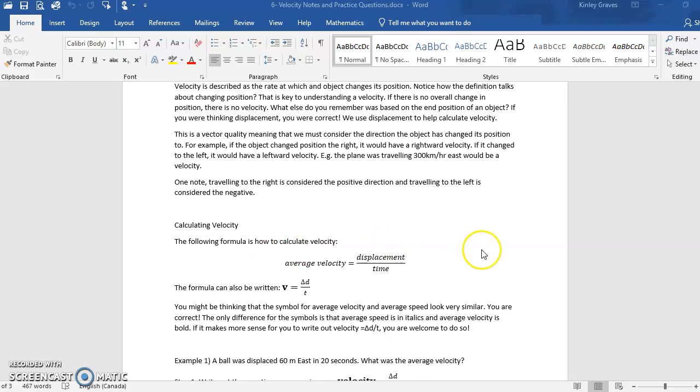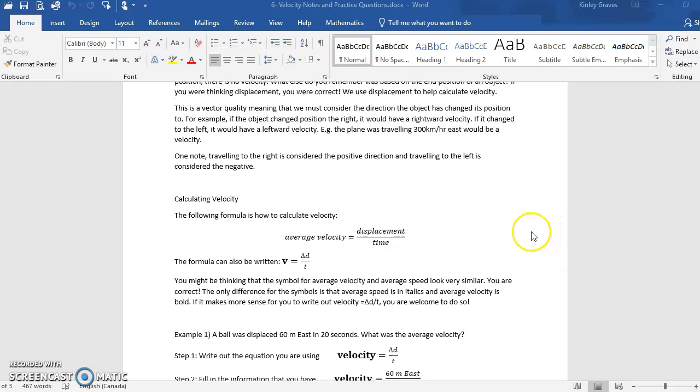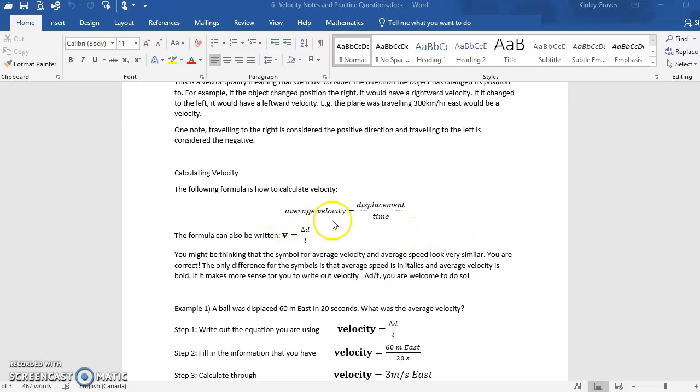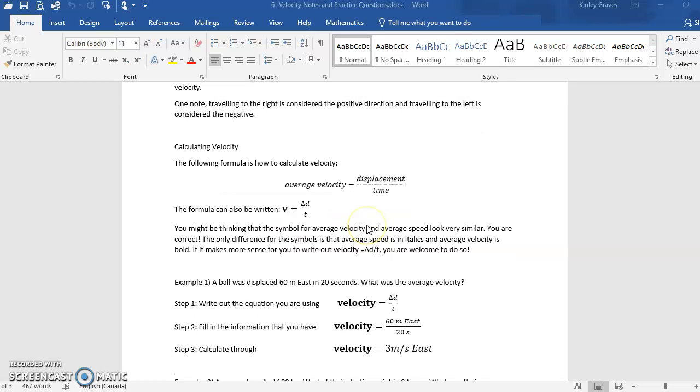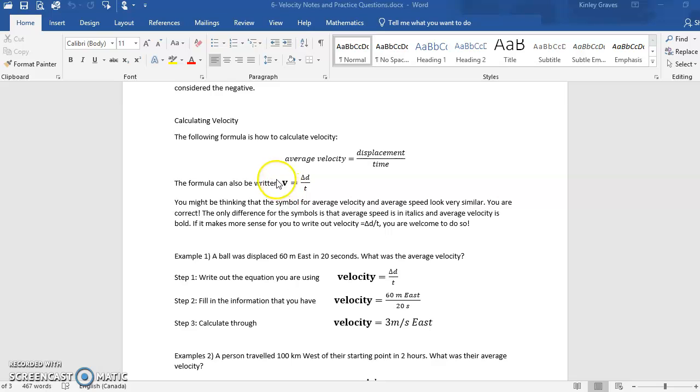So let's look at how to calculate velocity. Just like we had a formula for speed, we also have a formula for velocity. So average velocity is equal to displacement divided by time. So it can be written like this. And you might be thinking that V looks very similar to the one for speed, Miss Graves. You're right, they're both the letter V. The difference is that for velocity, it's a non-italicized bold letter, okay? So if that is too confusing for you, you are just like me, and it's much easier to write out velocity is equal to displacement divided by time. So that's what I like to do, it's easier for me.